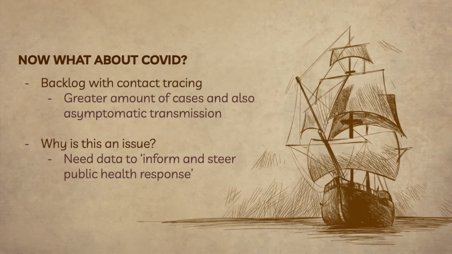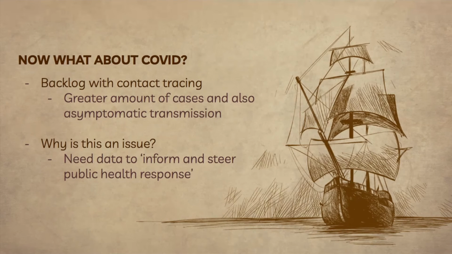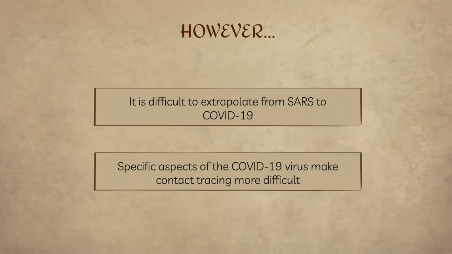To put this issue in a Canadian context, on November 24, CBC reported that roughly 85% of active cases in the province of Alberta had no identified source. This seems to indicate that contact tracing during COVID is much less effective than it was during SARS. So is it possible that we're doing something wrong with COVID-19? Honestly, we can't really give a satisfactory answer to that question. As we discussed, these viruses have significant differences in their lethality, transmissibility, and even symptoms. These differences lead to the comparative successes and limitations of contact tracing between the two pandemics.